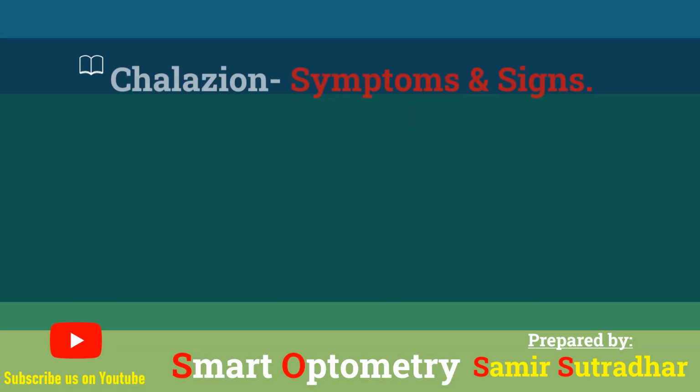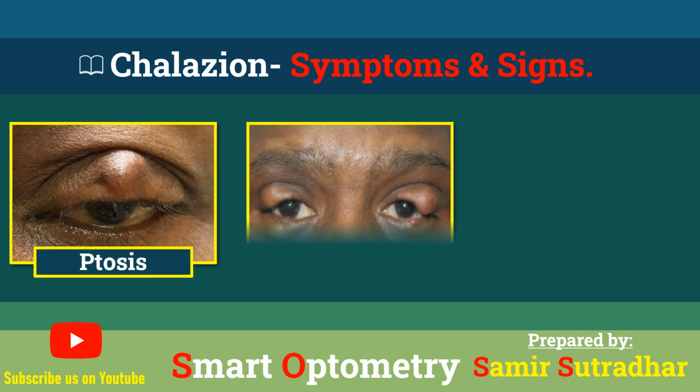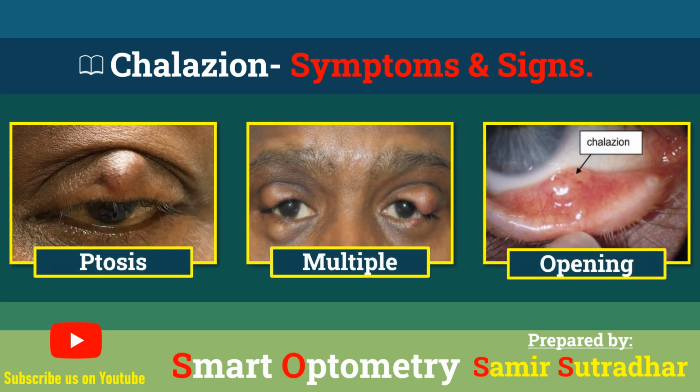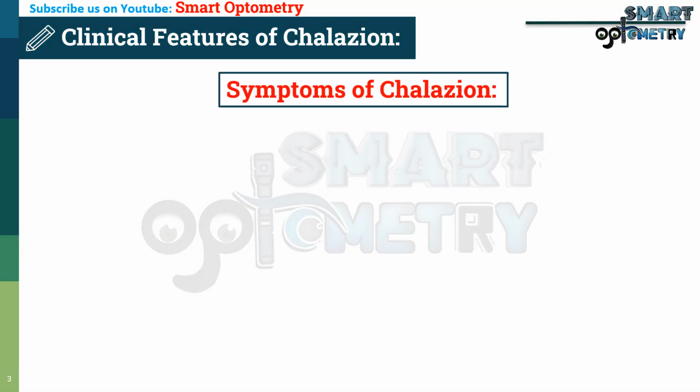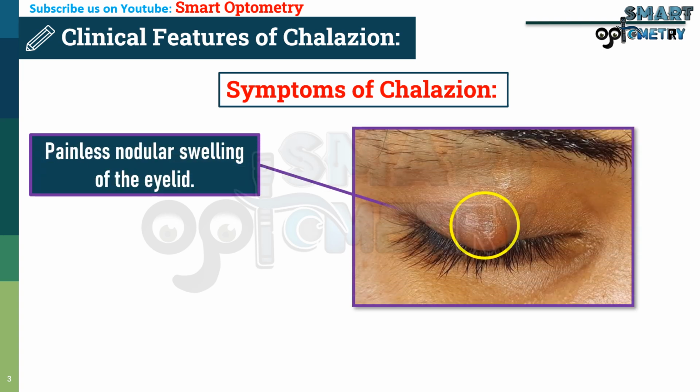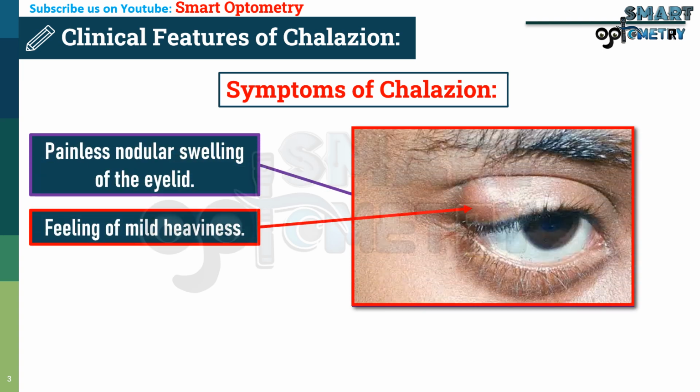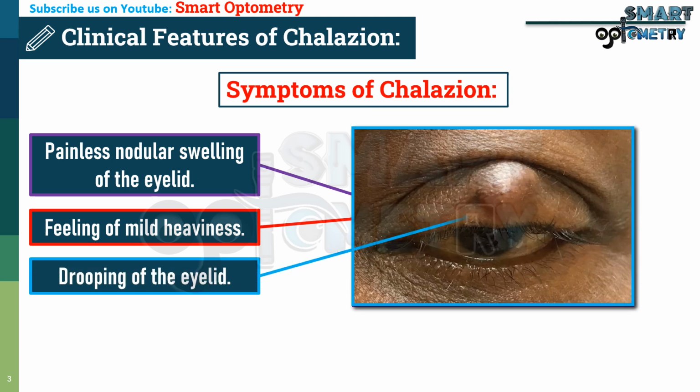In this video, we will learn about the clinical features of chalazion and how these occur. Symptoms of chalazion: painless nodular swelling of the eyelid, feeling of mild heaviness, drooping of the eyelid.